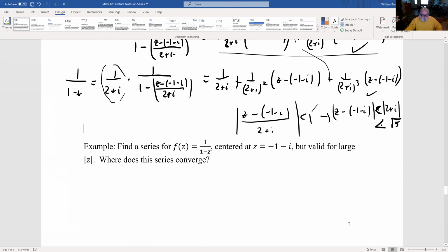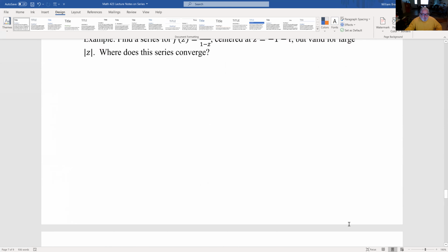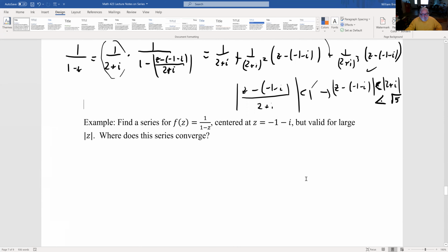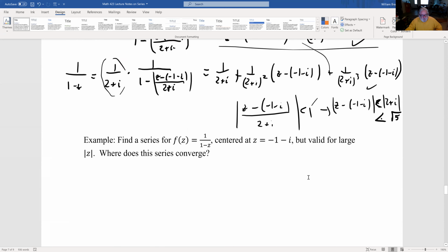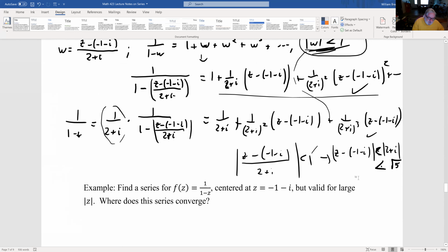Now, can we find a Taylor series centered at -1 minus i, but valid for large z, right? And then notice, I shouldn't have used the word Taylor series. We just want to find a series.